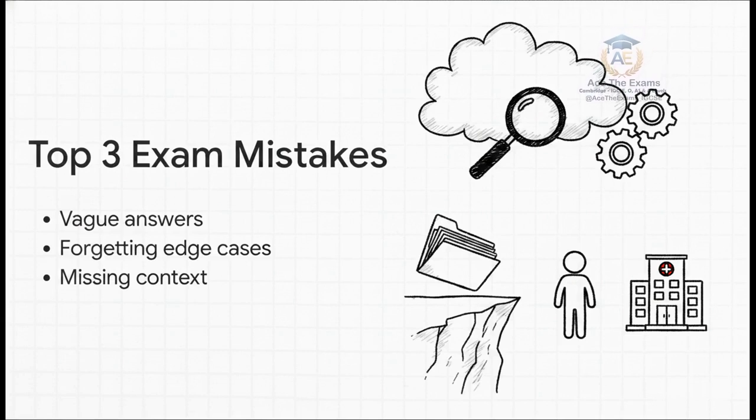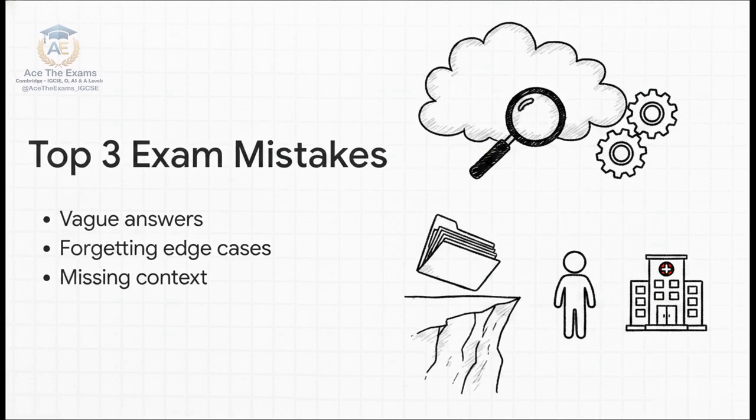Mistake number 2, forgetting boundary conditions and edge cases. Think about it. What happens if the file you're trying to read is entirely empty? What if the record you're searching for is the very last one? Or what if it doesn't exist at all? If your algorithm or your written explanation doesn't actively account for these extremes, you lose marks immediately.